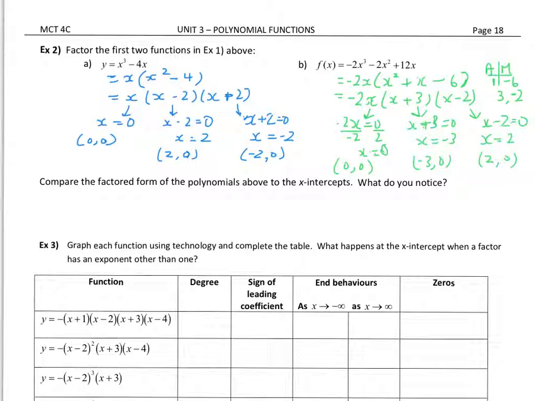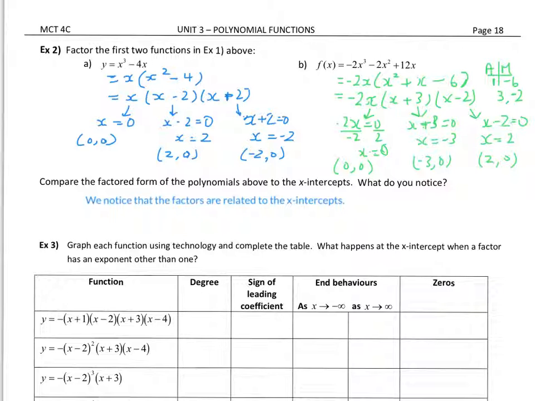So compare the factored form of the polynomials above to the x-intercepts. What do we notice? We notice that we can get the x-intercepts from that factored form. The factors are related to the x-intercepts. If we set each factor equal to 0 and solve the mini equation, we get what the x-intercept is going to be.